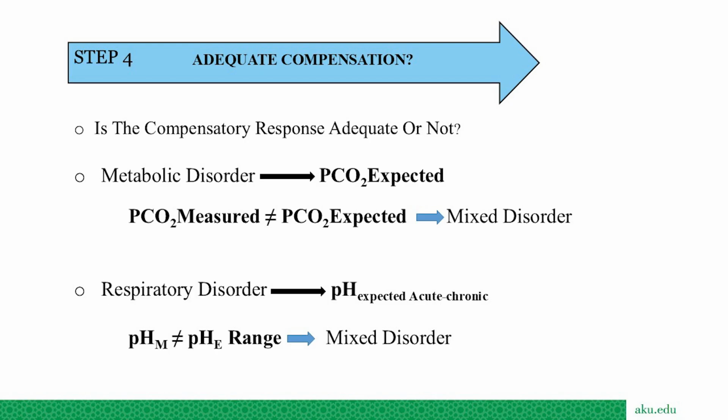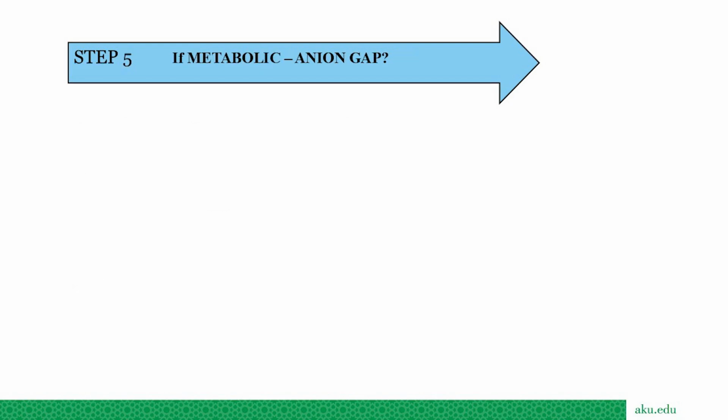Otherwise, the patient is having a mixed disorder. So this ends the discussion on the respiratory component. If the patient has a metabolic disorder, that is a metabolic acidosis or alkalosis, then for metabolic acidosis, the first step would be to calculate the anionic gap.